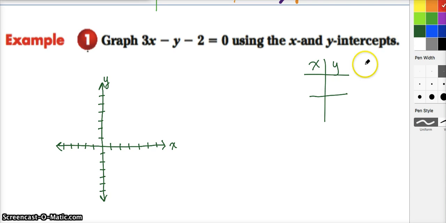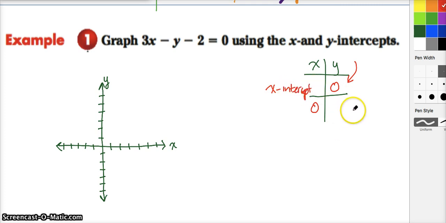When we're dealing with actually thinking about the x and y-intercept, I want you to also consider it in terms of the equation. The x-intercept is the value of x when y is 0. The y-intercept, let me write that down, this is the x-intercept.